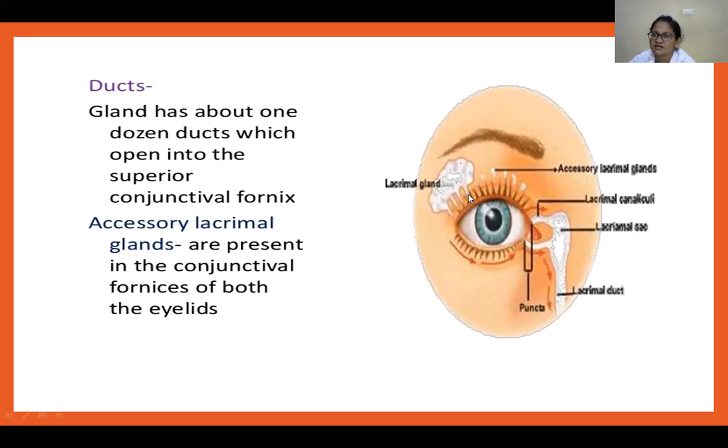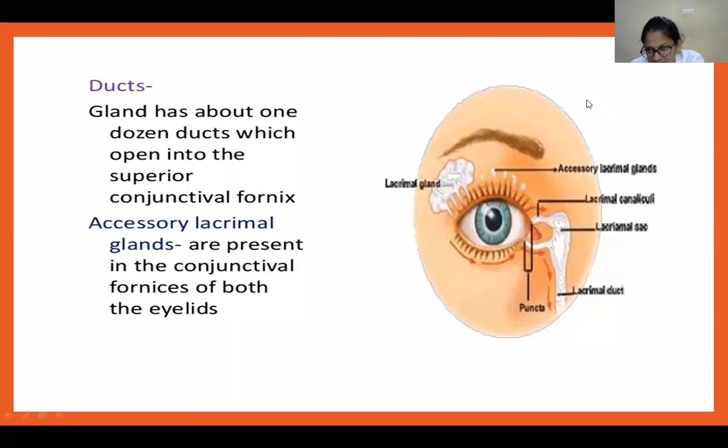Okay, these lacrimal ducts are nearly 10 to 12 in number. These ducts open into the superior conjunctival fornix. Sometimes there is an accessory lacrimal duct. Where is it present? It is present in the conjunctival fornix of both the eyelids.